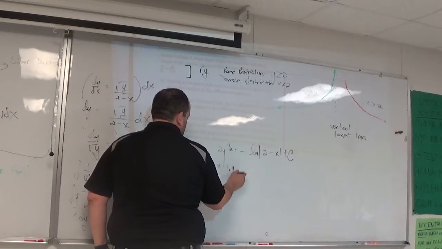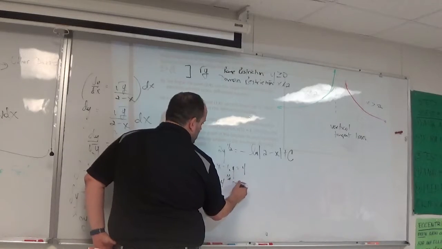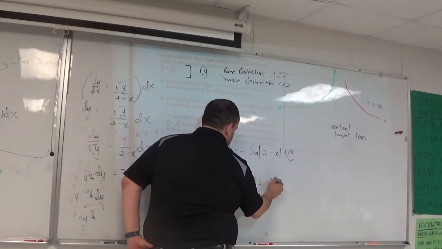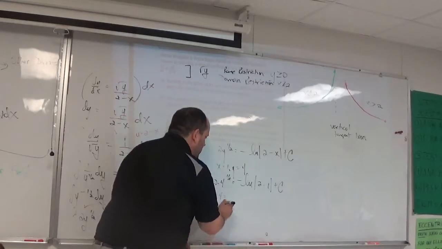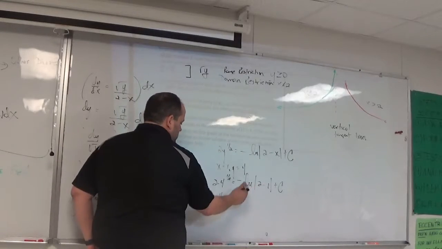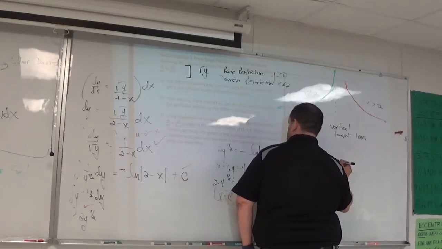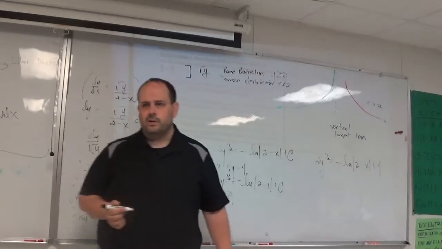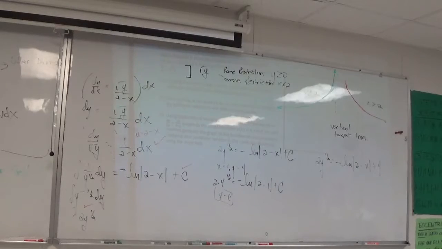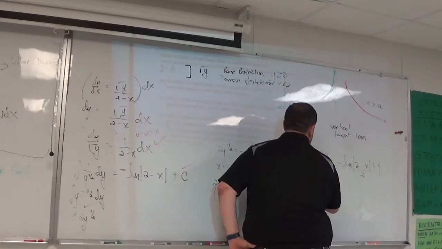My initial condition, x equals 1 when y is equal to 4. 2 times 4 to the half equals the negative natural log, absolute value, 2 minus 1 plus c. 4 to the half is 2 times 2 we get 4. 2 minus 1 is 1, natural log of 1 is 0. C is equal to 4. 2 times y to the half is equal to negative natural log, absolute value of 2 minus x plus 4. Walking around, it looked like just about everybody was able to use the initial condition to find c. To finish this off, you're going to divide both sides by 2.